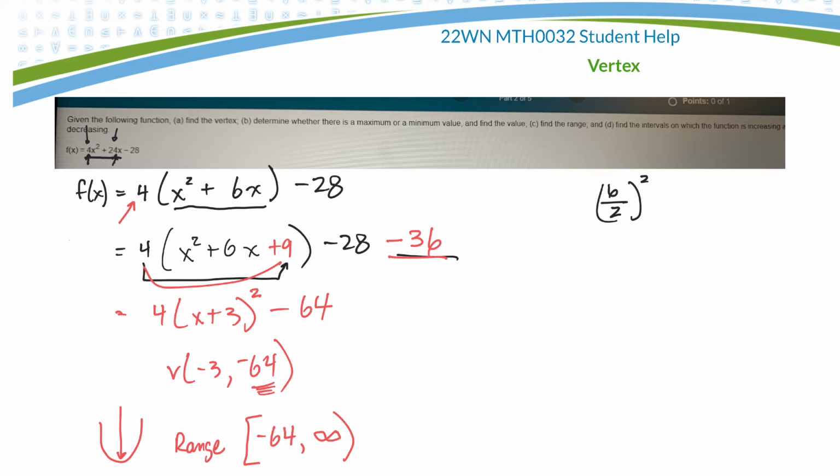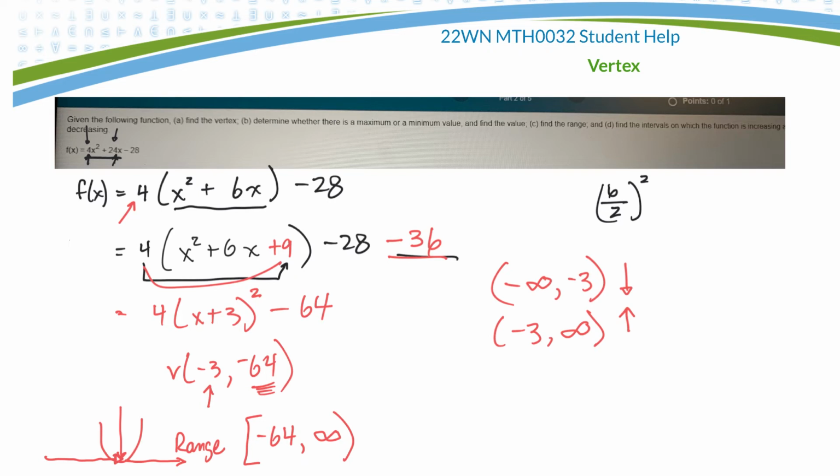And then they say intervals. So for intervals, I'm just dealing with this number there. As it goes from negative infinity up to negative 3, not including, the graph is going down. But then from negative 3 to the right, so negative 3 to positive infinity, the graph is increasing.